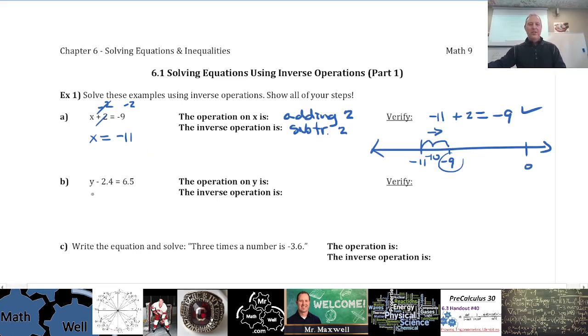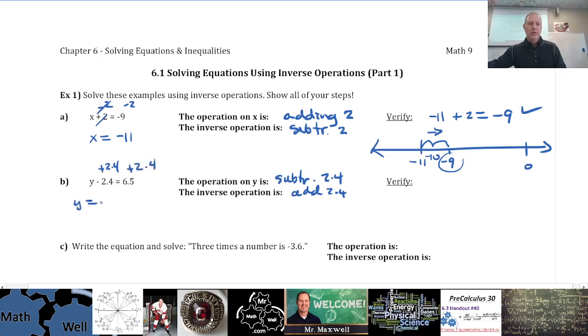Okay, the operation on y here is subtract. So subtract 2.4, and the inverse would be add 2.4. Awesome. So let's add 2.4. Should I do it to one side only, or should I do it to both sides? What do you think? Both? Oh, wow. He's pretty smart. Okay, so let's add to both sides.